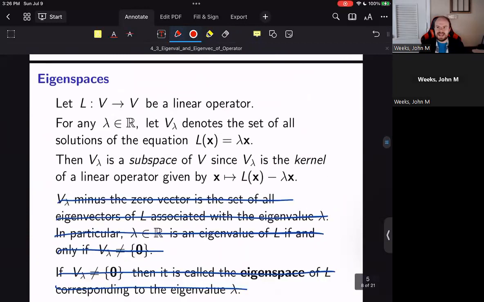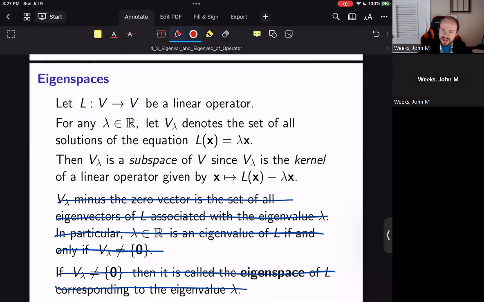Let's talk about some of these eigenspaces. We've already seen that eigenspaces do not have to span our entire vector space here. And it is particularly not true when our vector space is infinite dimensional, right? In fact, it can seem like a daunting task to get that many eigenvectors. So let's let L from V to V be a linear operator.